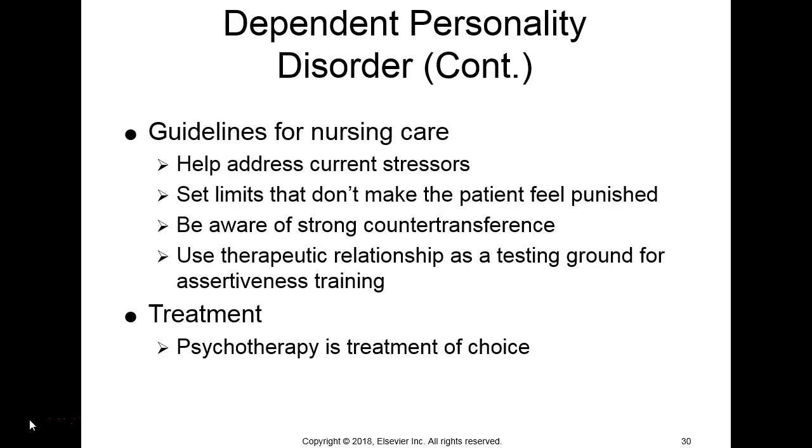So guidelines for nursing care is to help them address their current stressors. And I think sometimes stressors might become so overwhelming for somebody with a dependent personality that they really get frozen and unable to move forward and to try to deal with their stressors. So we want to set limits that don't make the patient feel punished, because we don't want them to feel badly about themselves. We want to bolster their self-esteem, if anything, because they certainly don't feel good about themselves.